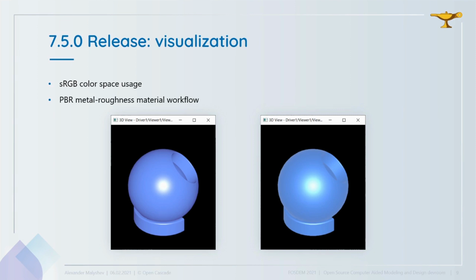PBR, or physically based rendering, is a visualization workflow aiming at fitting shading formulas into constraints of physical laws of light propagation, absorption, and reflection. That is why it is called physically based. The images on the slide demonstrate the difference between standard visualization pipeline and PBR-based visualization. The left image presents standard visualization, and it looks like a plastic object. The right image shows the PBR visualization of a metallic object.